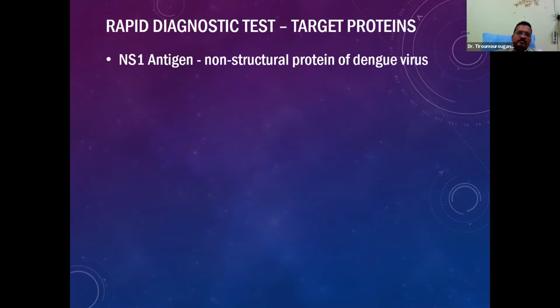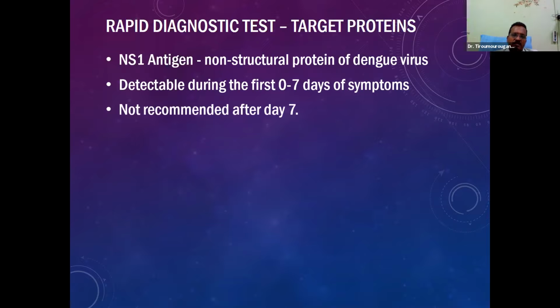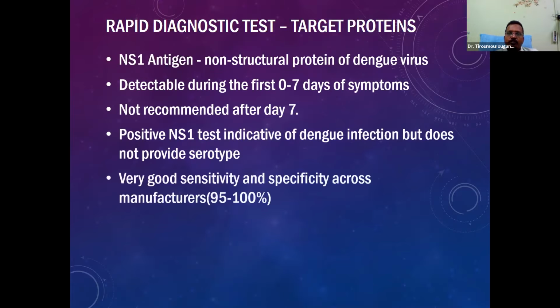So please remember, for the dengue, the NS1, the non-structural protein 1, is still a very good target protein for detection, because it can be detected within the first 7 days after the symptoms start. But please remember, it is not of any use if we are going to check it after 7 days. And a positive NS1 test basically says that the child has got dengue infection, but it does not tell us which type of serotype. But luckily for us, we don't need to know which serotype, because our management across all the treatment is pretty much the same.